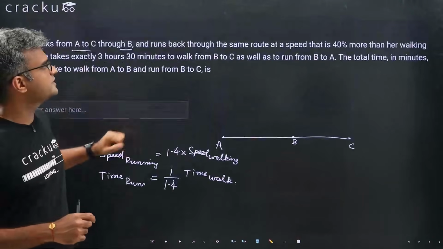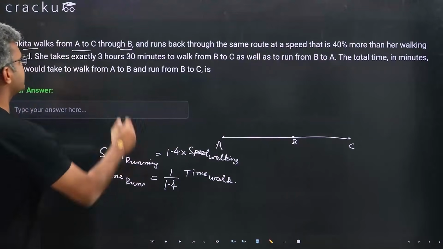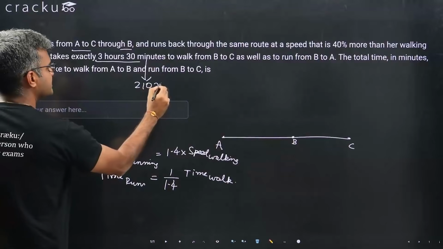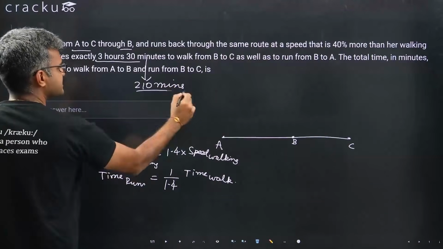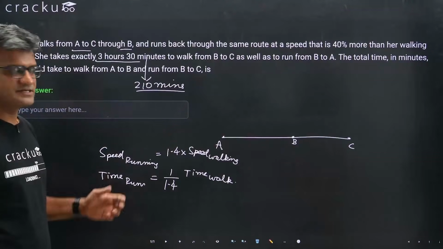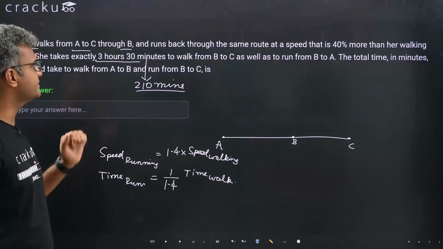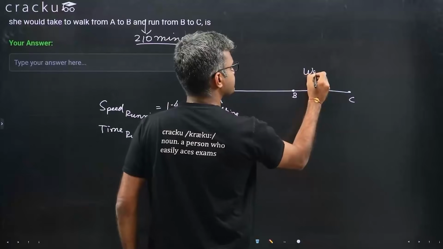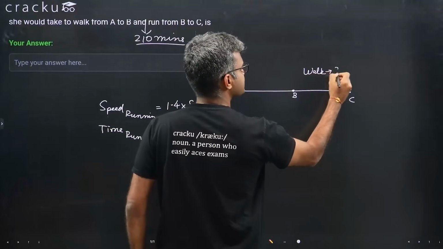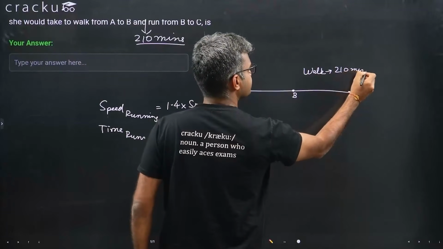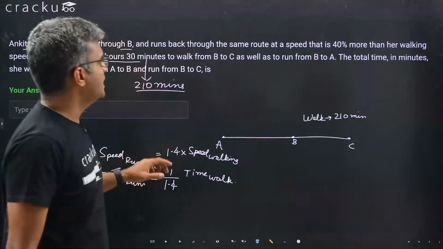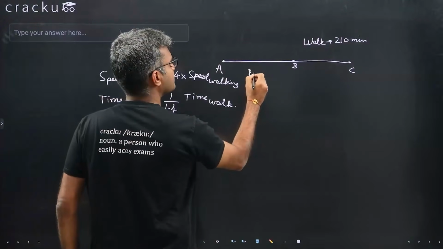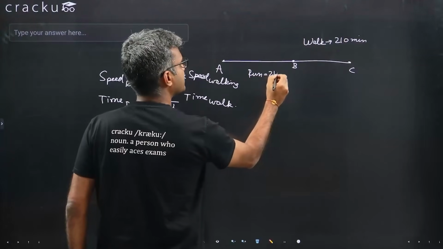Now what we are told is that she takes exactly 3 hours and 30 minutes. What is 3 hours and 30 minutes? It is 210 minutes. Because 1 hour is 60 minutes, 3 hours is 180 minutes, 3 hours and 30 minutes will be 210 minutes. To walk from B to C, she is taking 210 minutes, as well as run from B to A. Similarly, to run from B to A, she is taking 210 minutes.